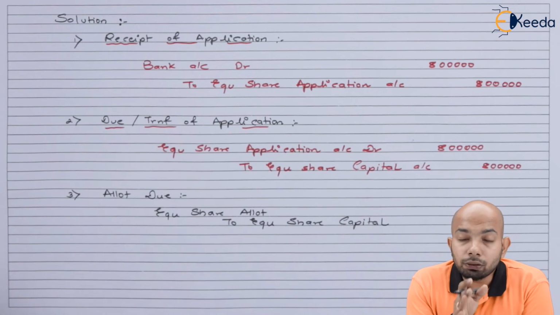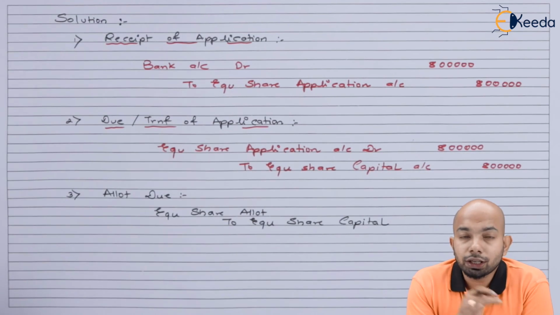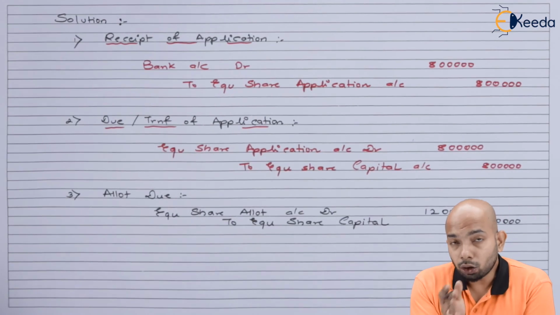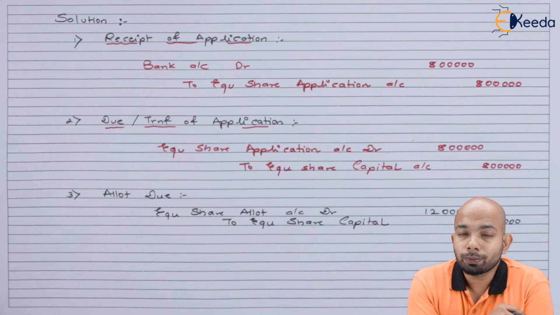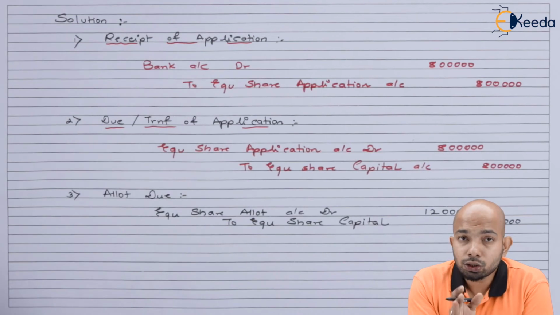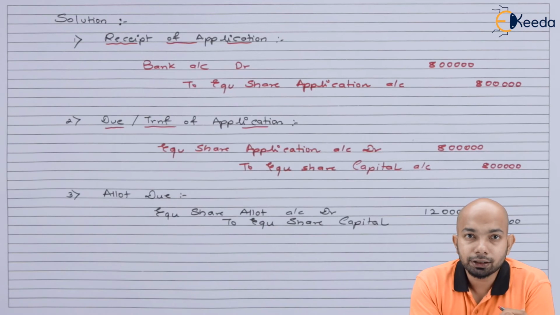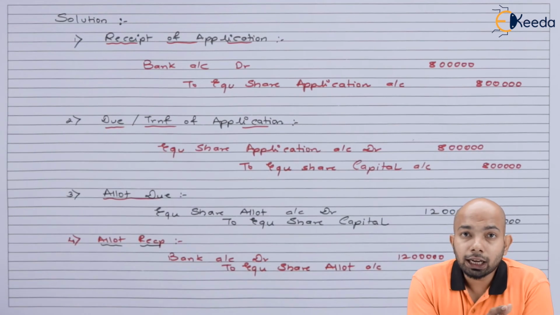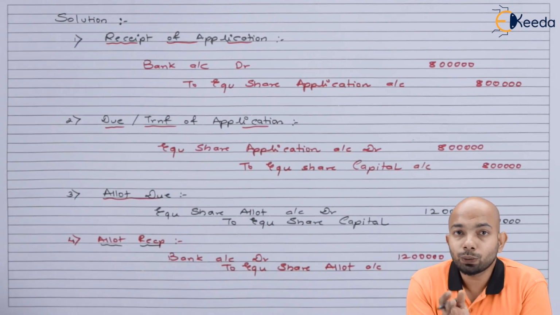Now, on allotment, we are supposed to receive 30 rupees per share. 40,000 into 30 gives you a value of 12 lakh. That will be mentioned in here. Once allotment is due, we'll pass the receipt of allotment. As they have mentioned that everything that was called for was duly received by us, so there is no bad debts in here. So the entry has been passed, that is bank account debit to equity share allotment account 12 lakh rupees.